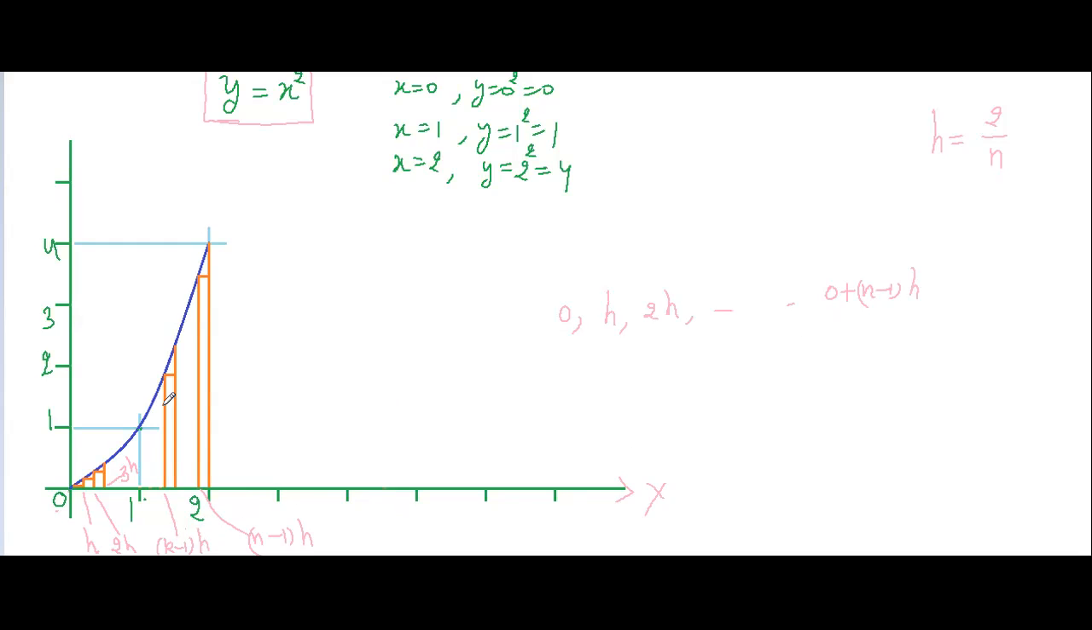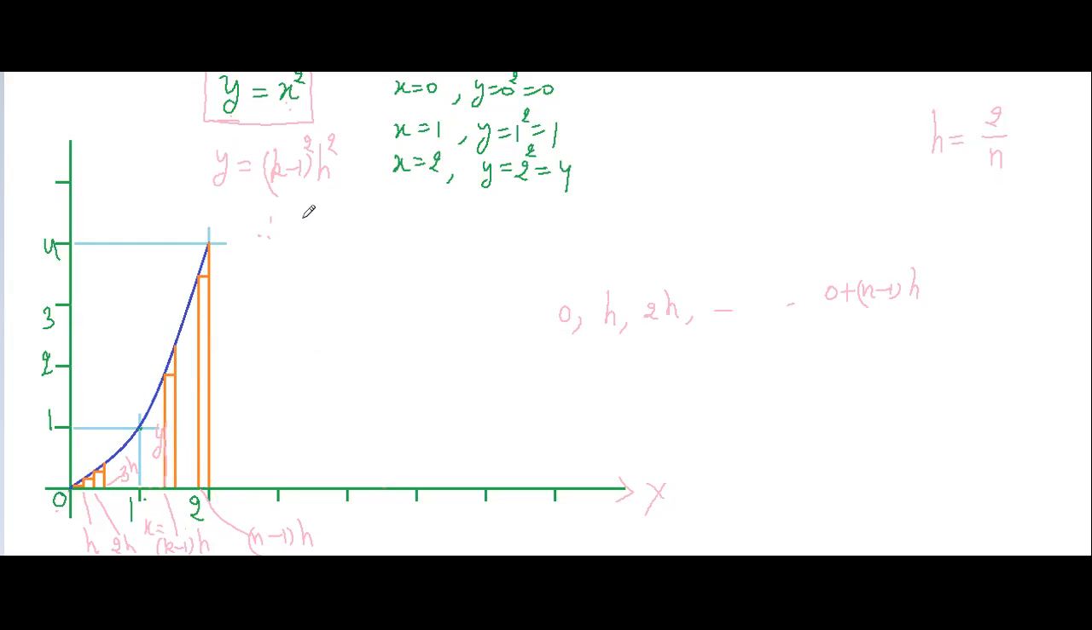So how to find the height of this rectangle, the kth rectangle? By putting this value of x here. This is the y coordinate. The x coordinate is this much. To find the y coordinate, that is the height of this rectangle, we put the value of x here. So y is found to be k minus 1 times h square. This is actually a whole square. So k minus 1 whole square into h square.